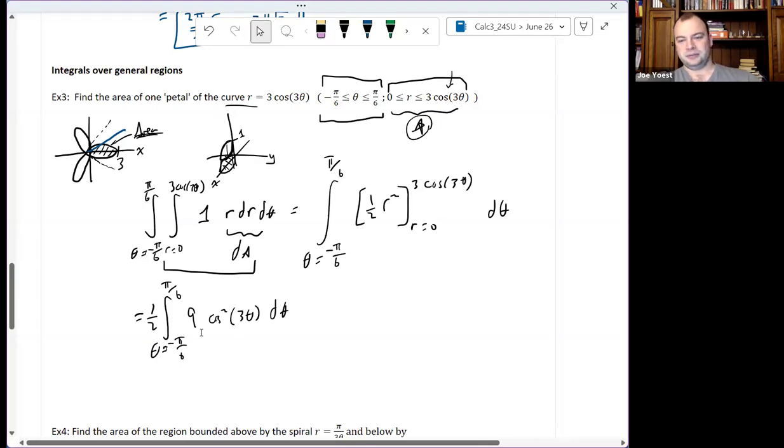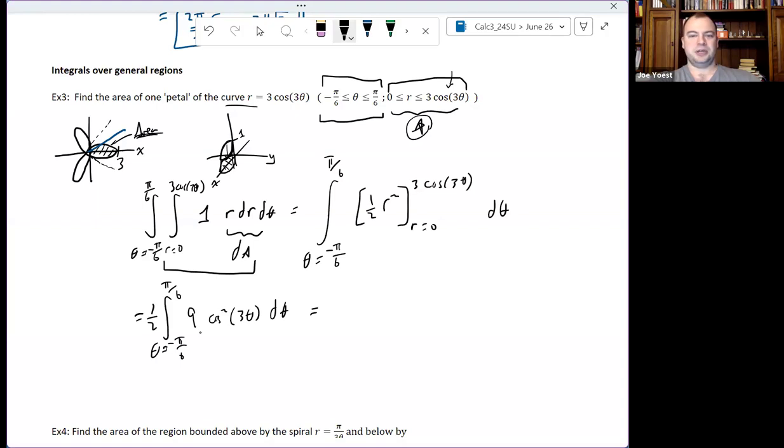So we can use that symmetry and just say this is twice the integral from 0 to pi over 6. That'll save us a little bit of arithmetic gymnastics later on. These go away. I get out in front a 9.